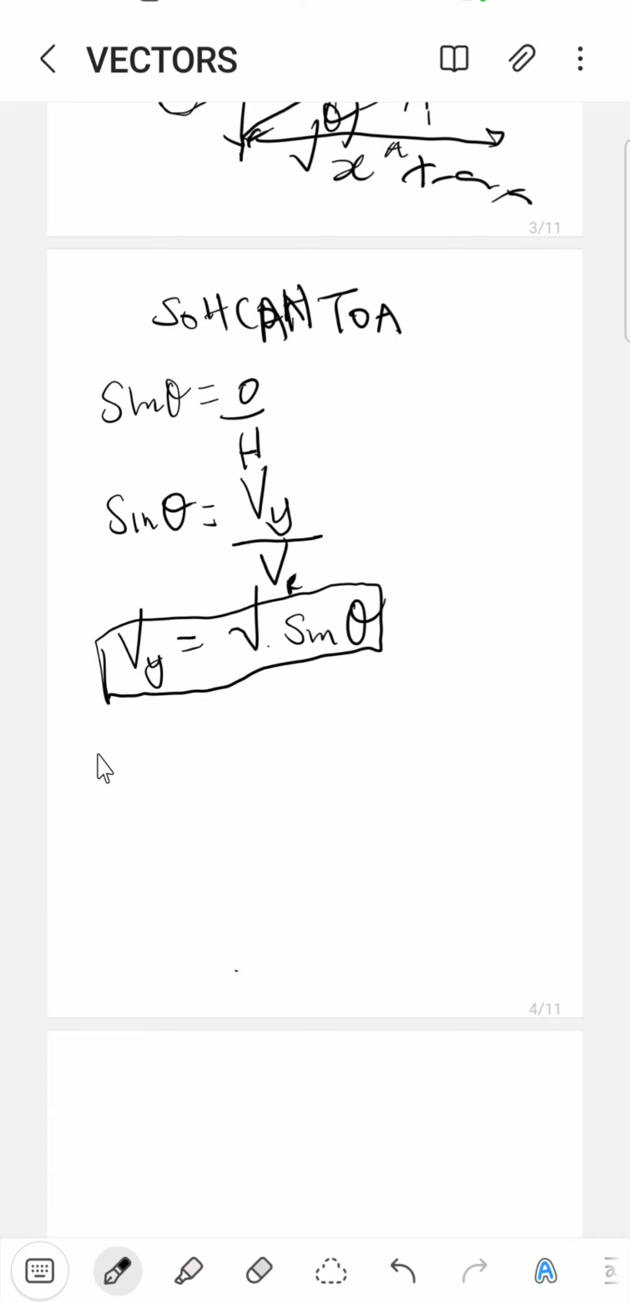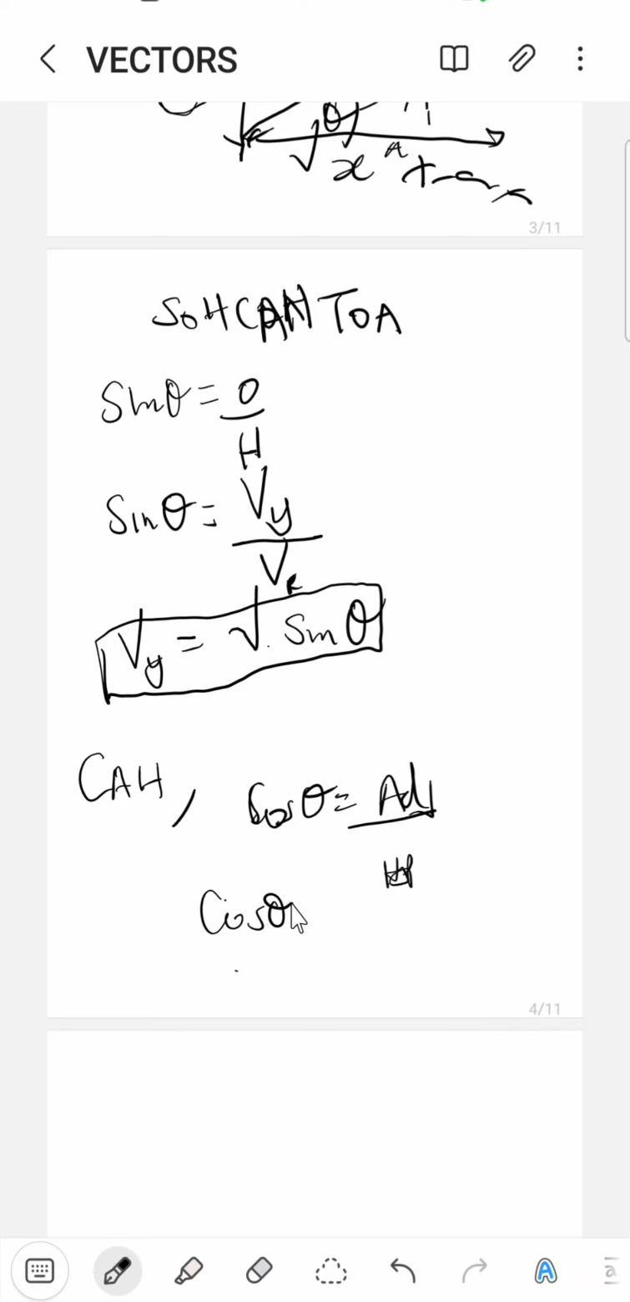Okay, let's look at the vector component of x. So we have cos theta is equal to adjacent over the hypotenuse, right? Okay, cos theta is equal to, what is your adjacent?